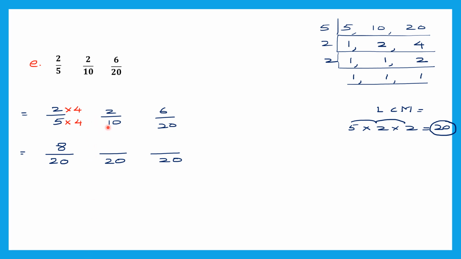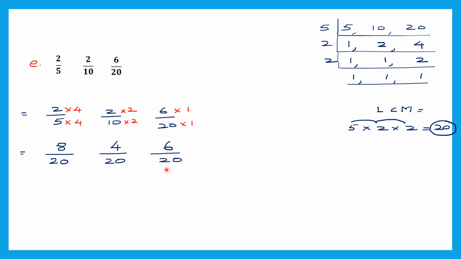2 by 10. 10 has become 20. 10 into what is 20? 10 twos are 20. So let's multiply this also by 2. 2 twos are 4. Let's go to the third fraction, 6 by 20. 20 and 20 are the same. That means 20 into 1 will give us 20. Multiply this also by 1. 6 ones are 6. Now can you see we have 3 like fractions. All the denominators are the same.